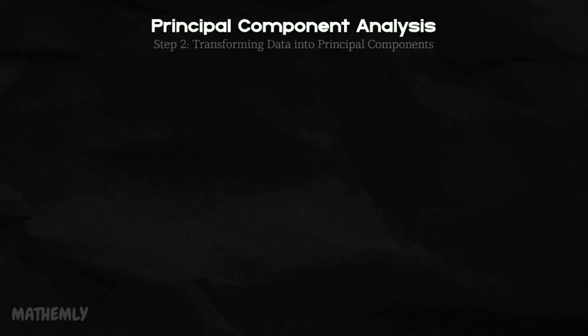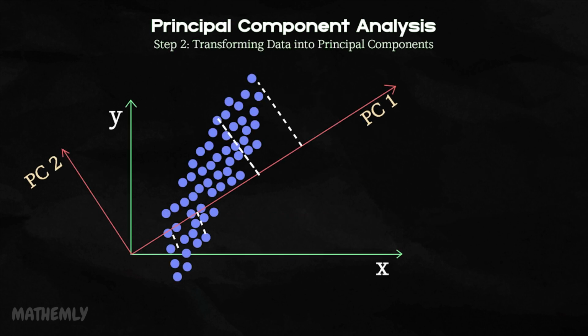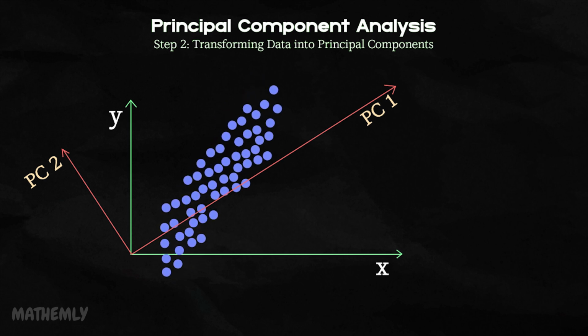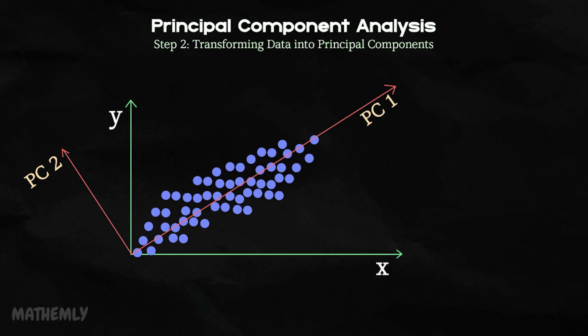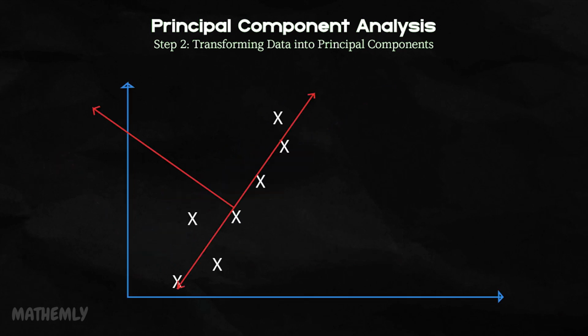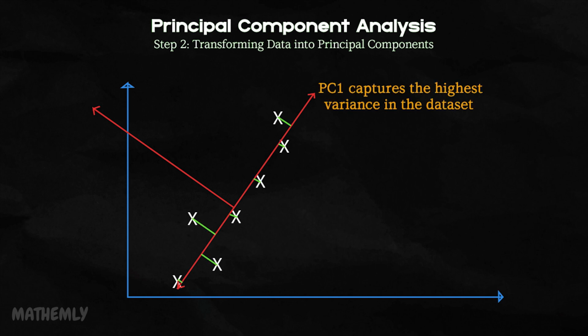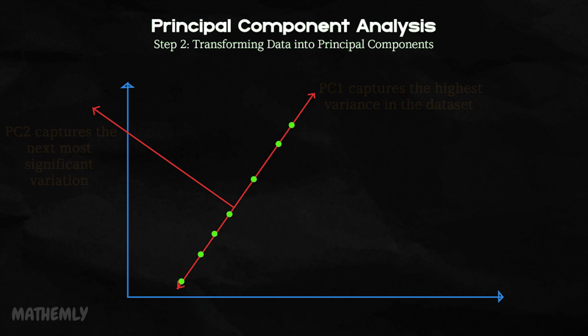Step 2: Transforming data into principal components. Instead of using the original variables, PCA rotates the dataset to align with the newly found principal components. These components help reduce redundancy while keeping critical information intact. The first principal component, or PC1, captures the highest variance in the dataset. The second principal component, or PC2, is perpendicular to PC1 and captures the next most significant variation, and so on.